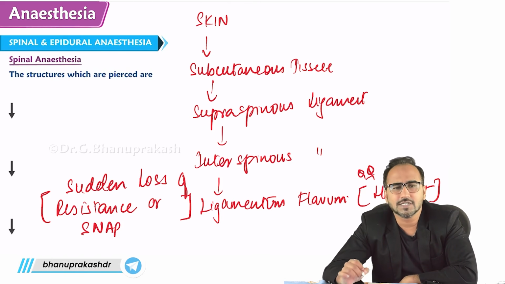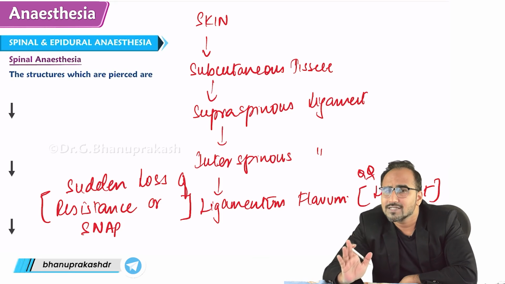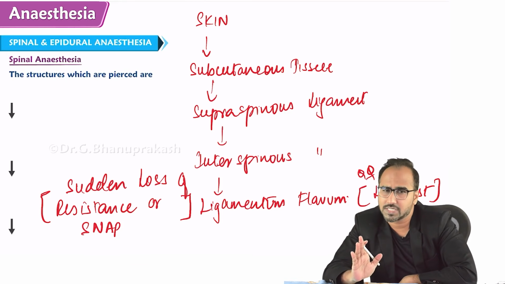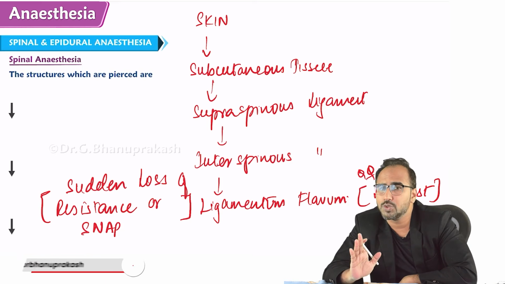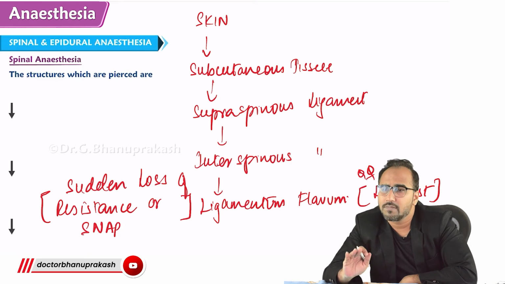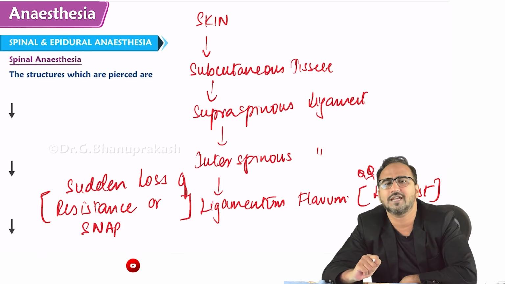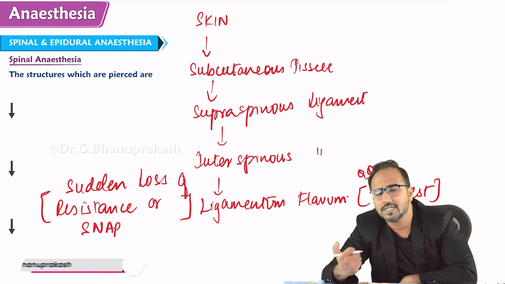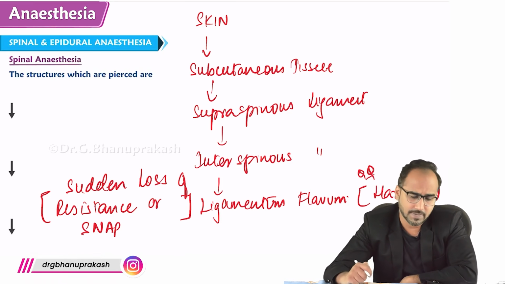Now guys, just look over here. Whenever you are choosing a needle for spinal anesthesia, your main concern should be, I should not damage the dura much. If your needle damages the dura much, what will happen? There will be a hole inside the dura. Due to the hole inside the dura, the CSF gets leaked out and the patient will develop headache.